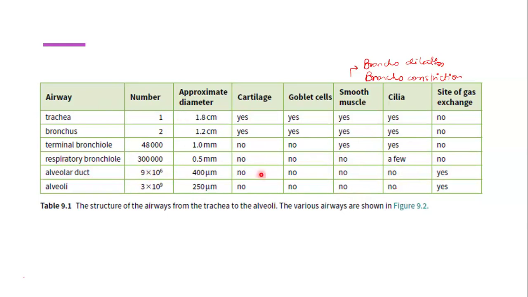The alveolar duct has no cartilage, no goblet cells, no smooth muscles, no cilia, but gas exchange, the exchange of carbon dioxide and oxygen, can happen through the alveolar duct. And finally, our alveoli. Our alveoli, again, don't have any cartilage or goblet cells or smooth muscles or cilia, but gas exchange takes place inside the alveoli. So we need to remember this.